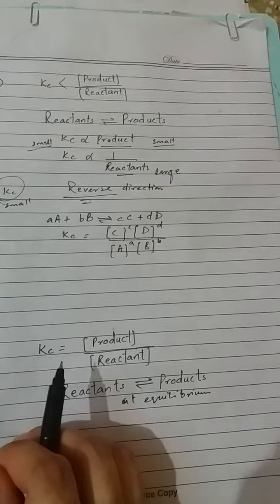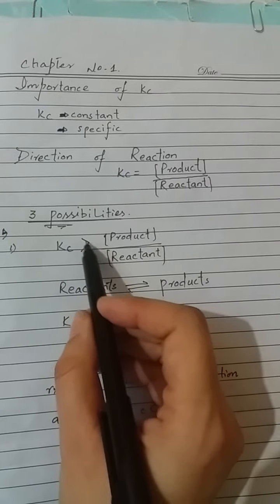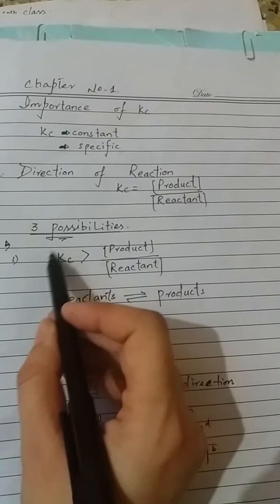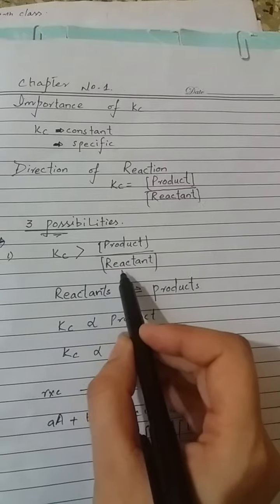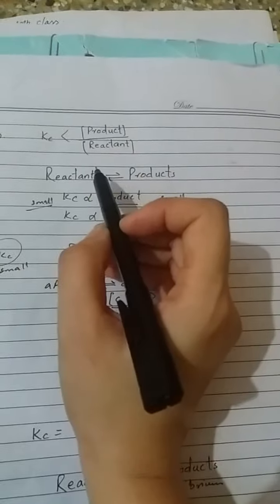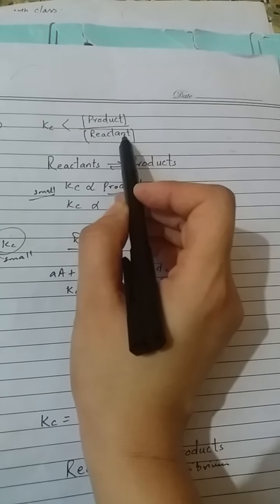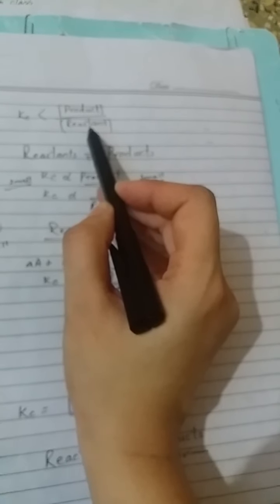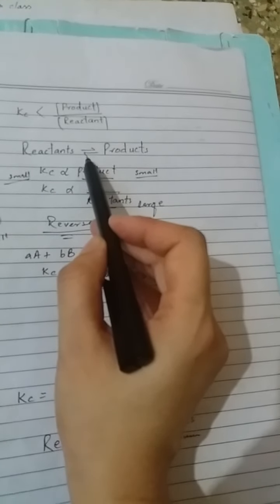So there are three possibilities. The first is when the Kc value is greater, or this ratio is less than Kc. It means that a greater amount of products and a smaller amount of reactants are present, and the reaction will proceed in the forward direction. In the second possibility, when the Kc value is less than this ratio, the concentration of products is less and the concentration of reactants is large. So the reaction will proceed in the reverse direction, because more reactants are required to attain equilibrium. Smaller the value of Kc, the reaction will proceed in the reverse direction.